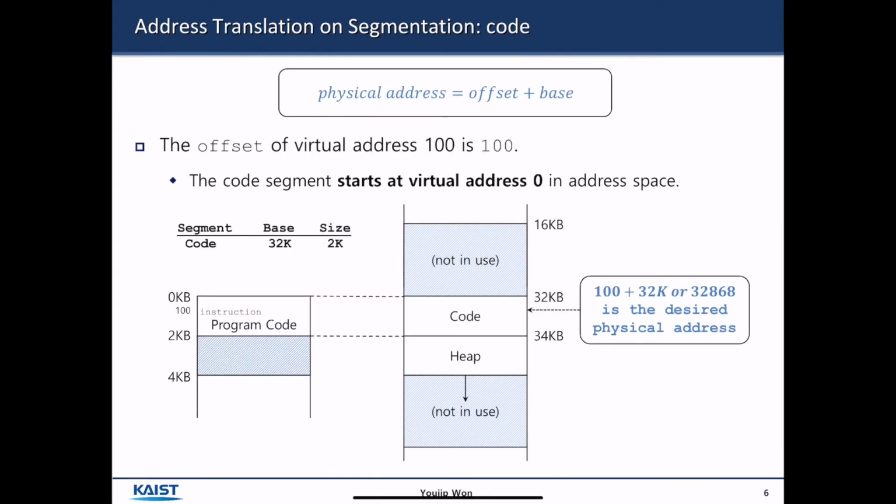Let's explain how we translate the address. Let's start from the code. The physical address of code is the offset plus the value of the base register. Let's consider an instruction which is located at 100. Because the code is placed at virtual address 0, the physical address of this instruction is the 100 offset plus the value of the base register 32K. So as a result, the physical address of the given instruction is 32868. This is the desired physical address.